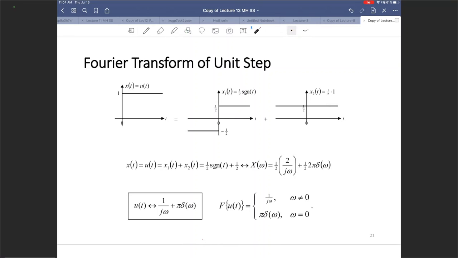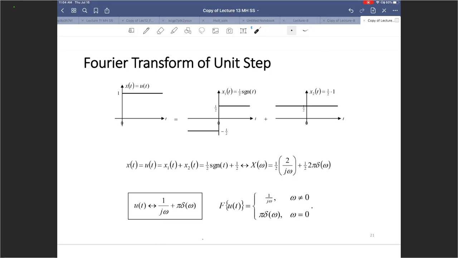Now we are revisiting the Fourier transform of the unit step, because formally we have talked about linearity today. So you can express the unit step function as the sum of half a sign function and half of a constant. If you add up these two, you get that. We already know the Fourier transform of the sign function, and we already know the Fourier transform of a constant. The Fourier transform of a constant is an impulse multiplied by 2π. This is from the previous lecture.